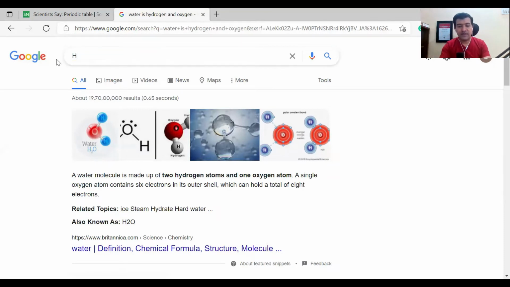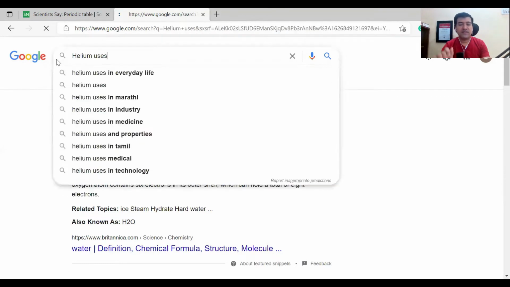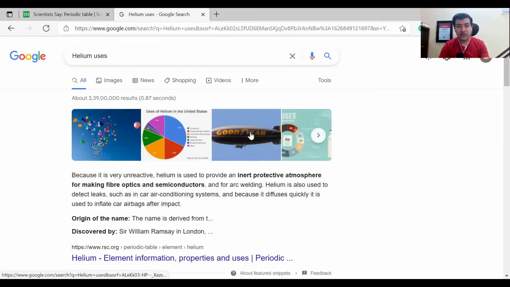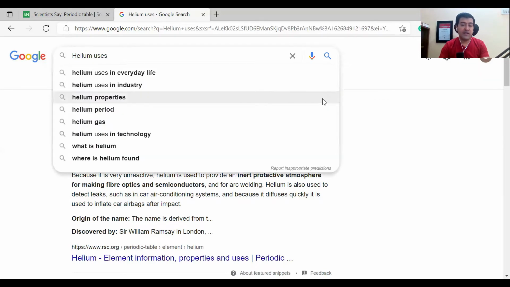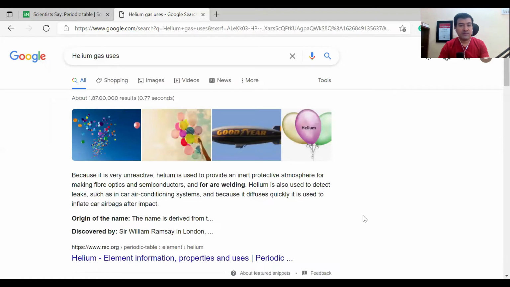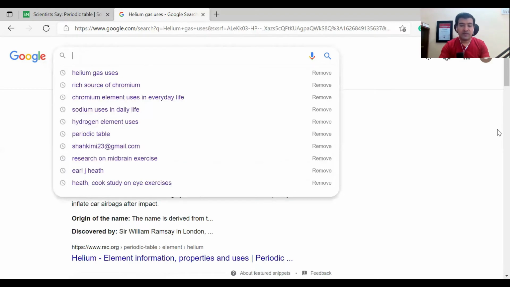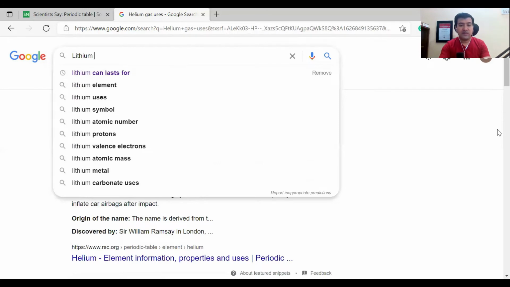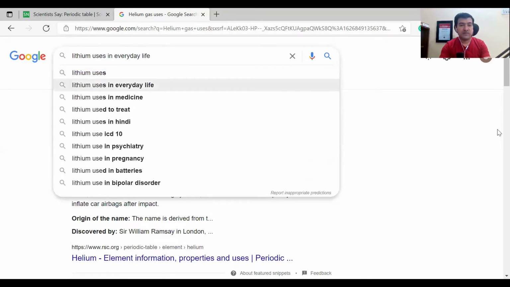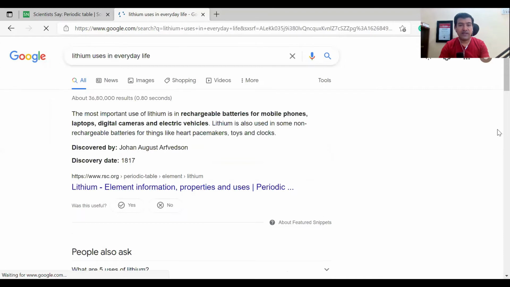Coming to the second element, helium. Let's take its uses, where it can be used. Can you see? It's used in making fiber optics, semiconductors, arc welding, and let's see where helium gas is used. The helium gas is used in balloons. You all can see it's used in balloons. Similarly, lithium. Uses in everyday life: rechargeable batteries for mobile phones, laptops, digital cameras, and electric vehicles.